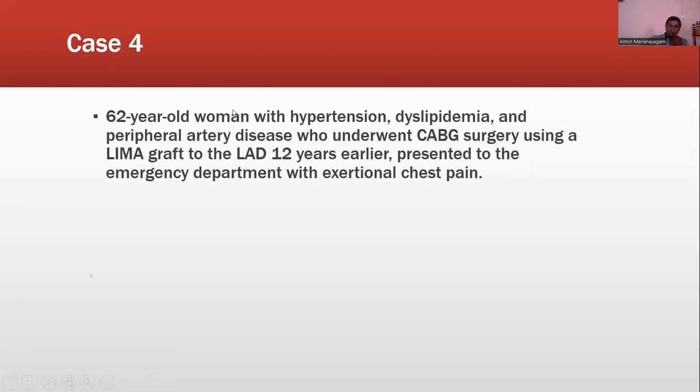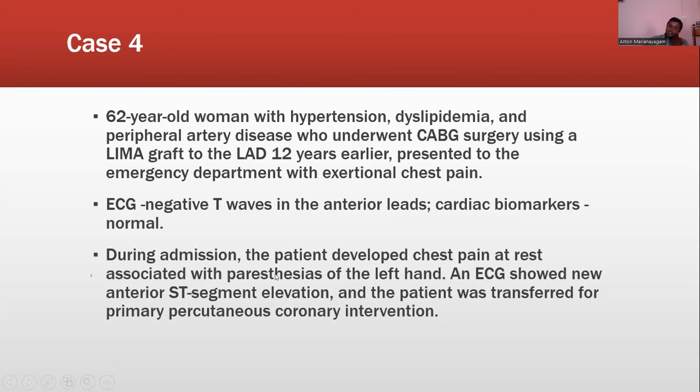Case 4, a 60-year-old woman with hypertension, dyslipidemia, and peripheral artery disease, underwent CABG. She used LIMA, that means left internal mammary artery graft to the left anterior descending artery. She presented with chest pain to the emergency department, with paresthesia of the left hand. This is pretty uncommon. There was ST segment elevation, and she was immediately taken to percutaneous coronary intervention. So this is a nice case that I wanted to show you.